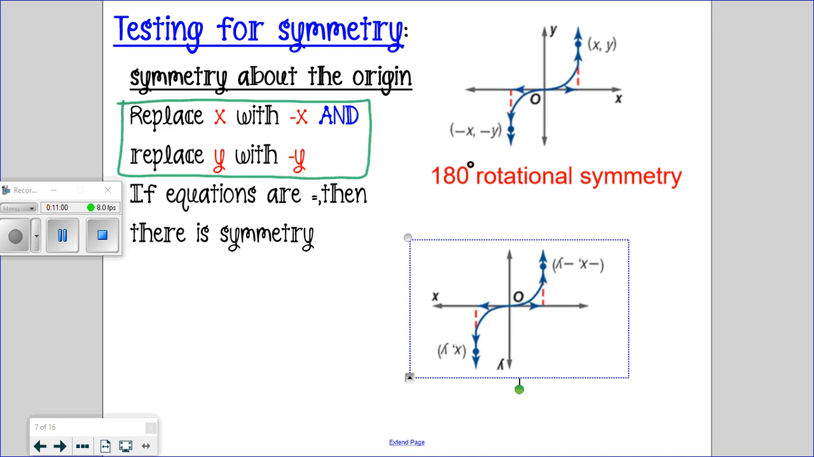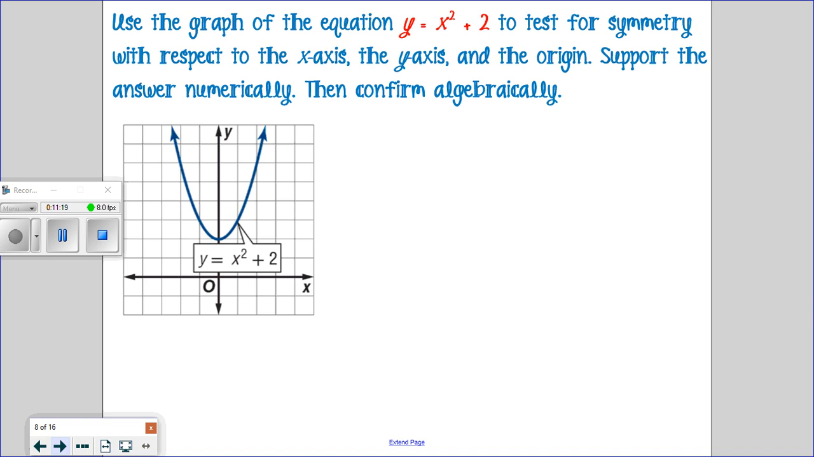If I turn it upside down, it would match up with itself, or get the exact same picture as what I started with. So again, you can have more than one of those: x-axis, y-axis, or symmetry about the origin. And you don't have to have any. They could say none at the end of that. So here's what we're going to do. Let's look at some examples.